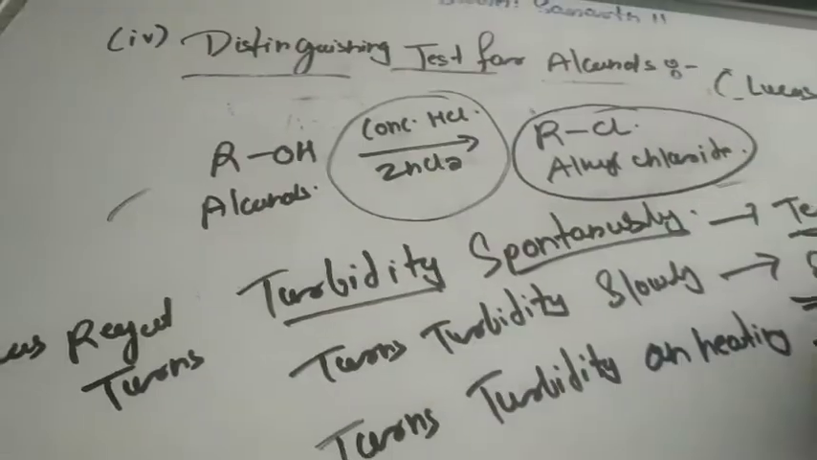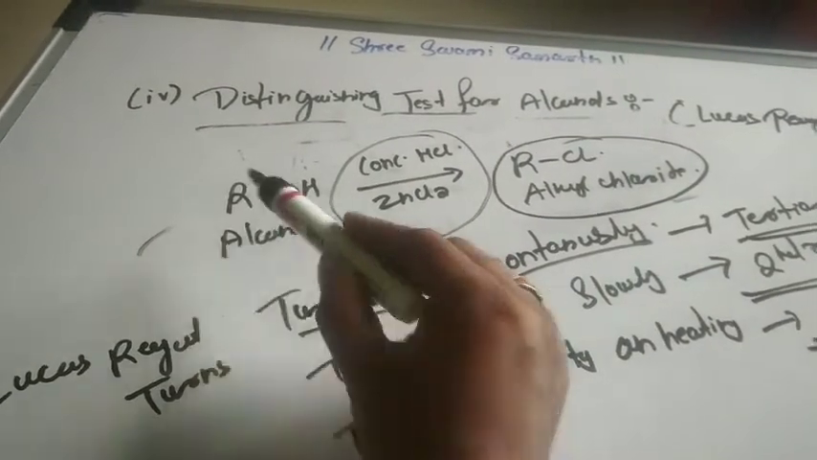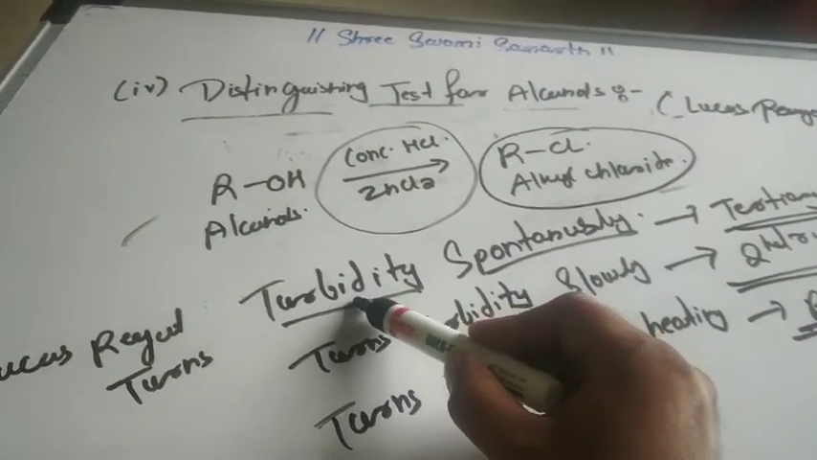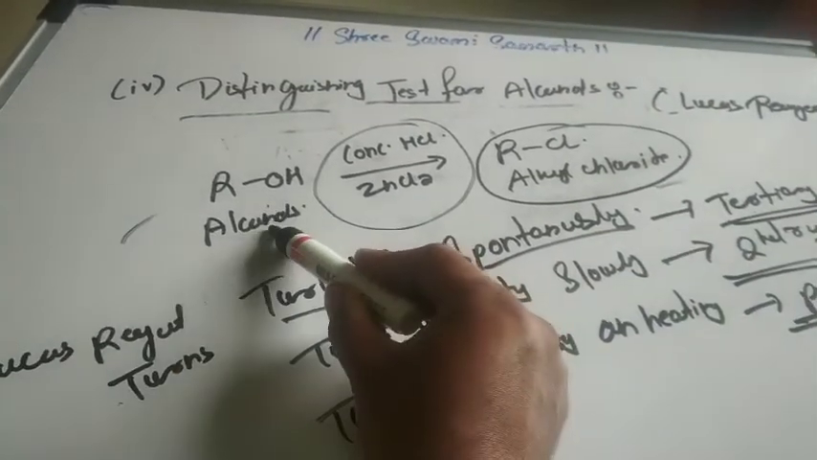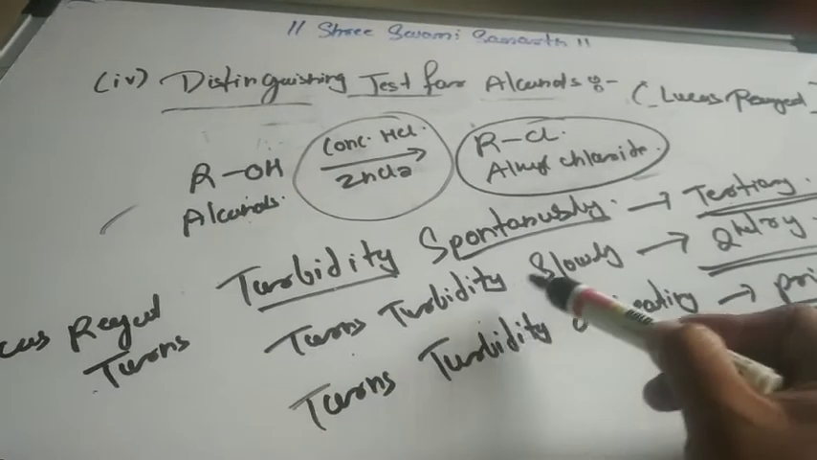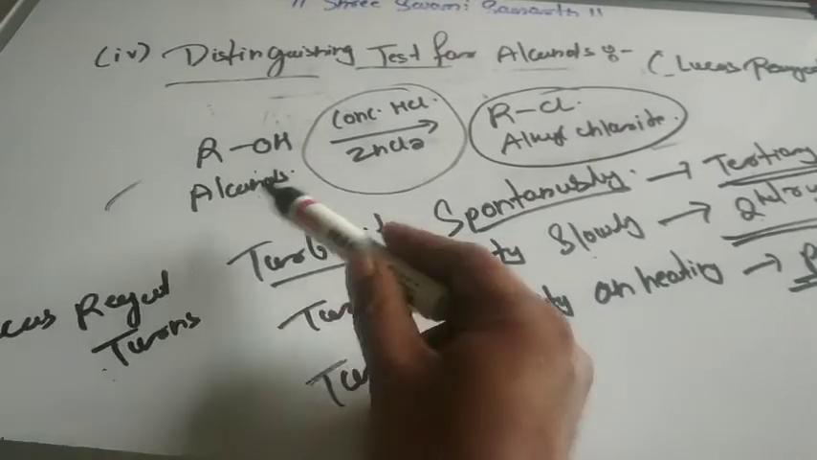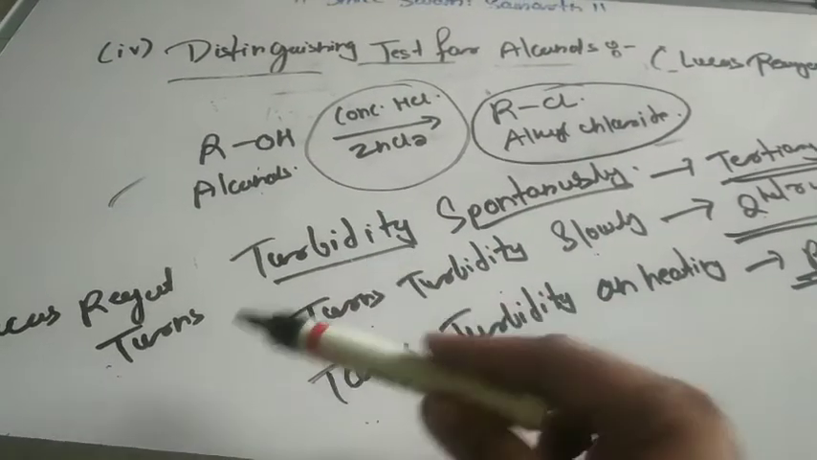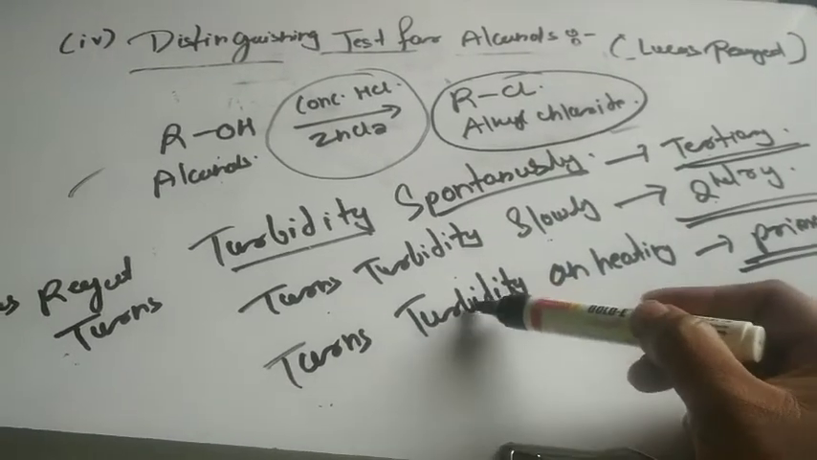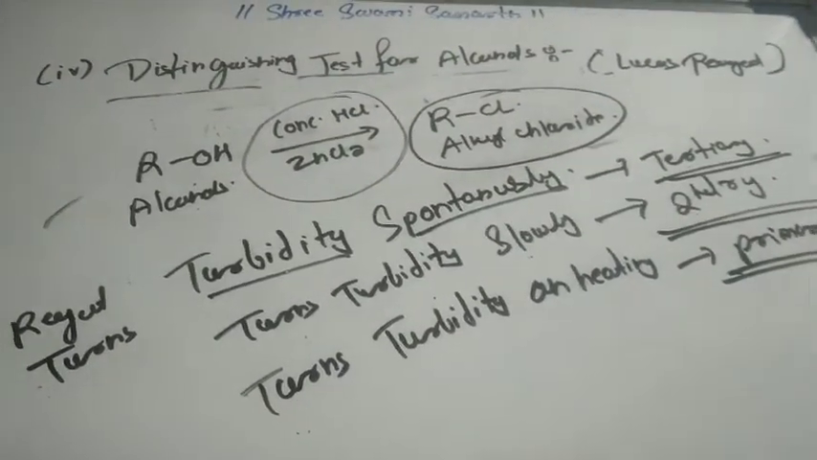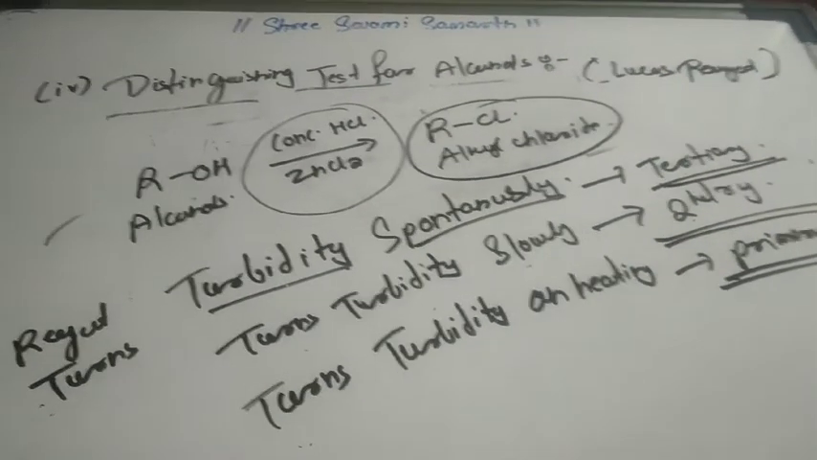Let us revise this point again. When you add the Lucas reagent to the alcohol, if it becomes turbid spontaneously, then it is a tertiary alcohol. If it turns turbid slowly, then it is a secondary alcohol. And if it does not turn turbid, then it is said to be a primary alcohol. That means it can be turned turbid only by heating. That is the classification of the distinguishing test for alcohols using the Lucas reagent.